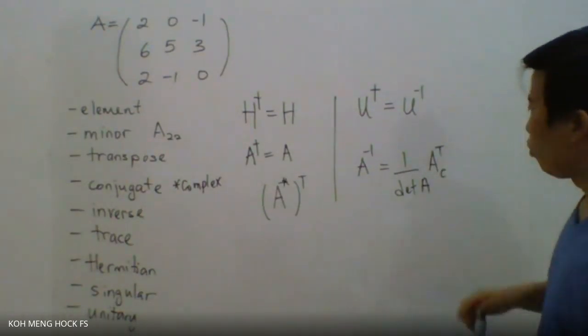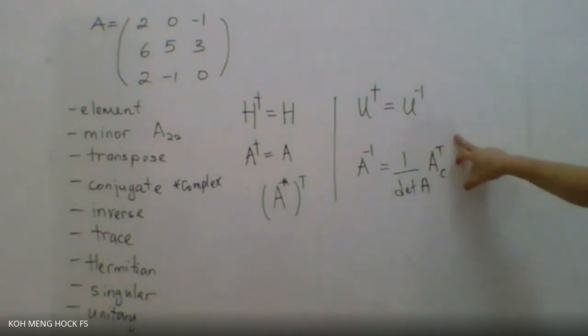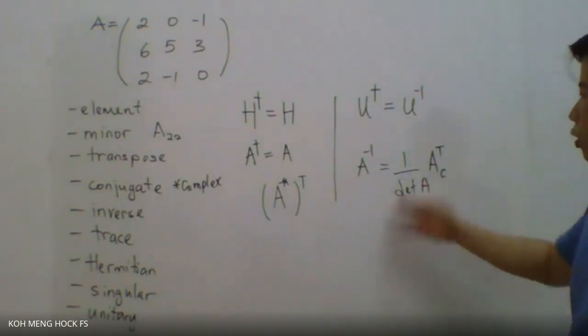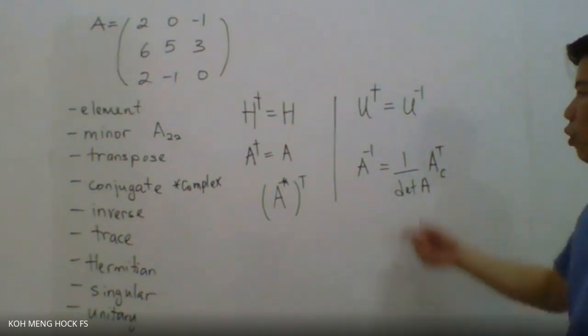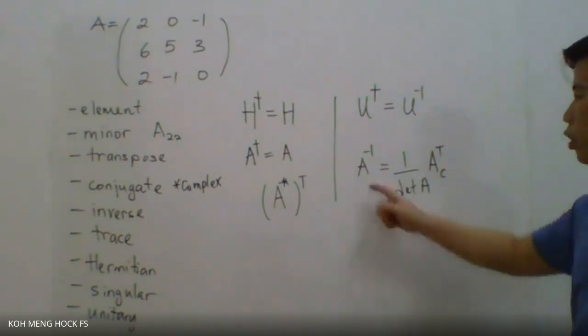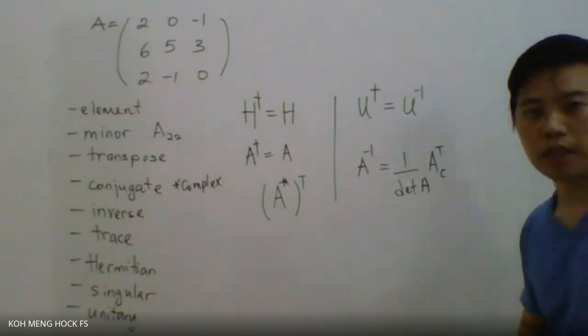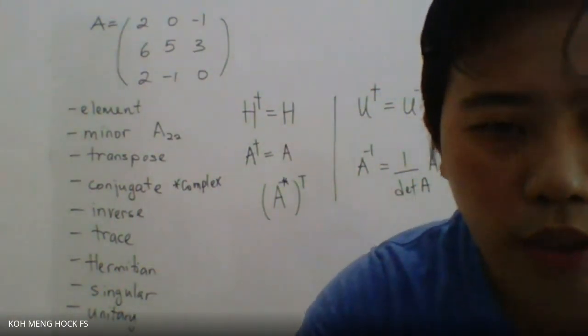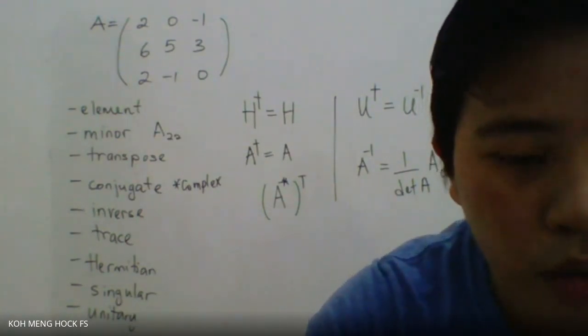Right, the cofactor of matrix A, and then you transpose this. So if the determinant of A is equal to 0, you see that this is not possible. So in this case, if you have this kind of situation, then A is a singular matrix. Okay, right. Okay, so I guess that sums up question number 1.